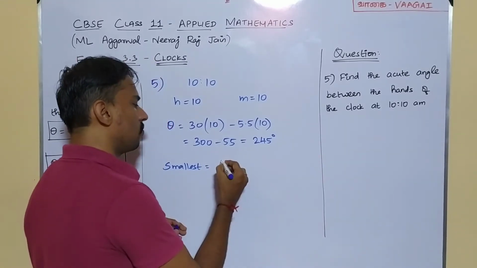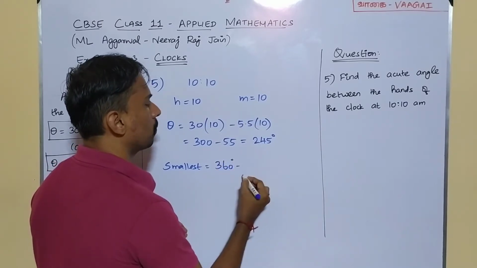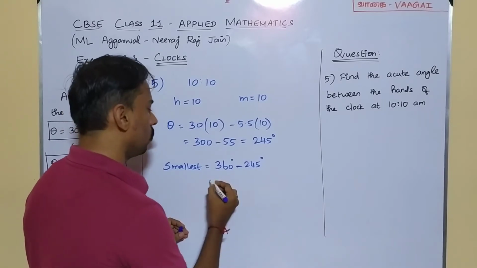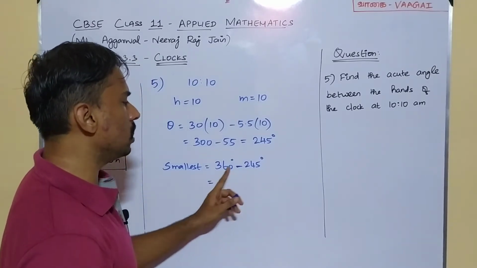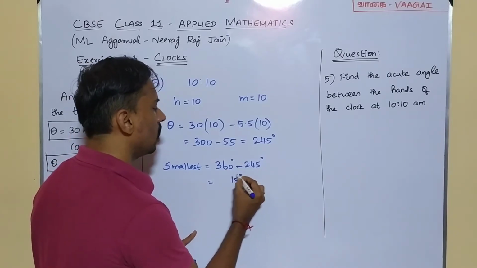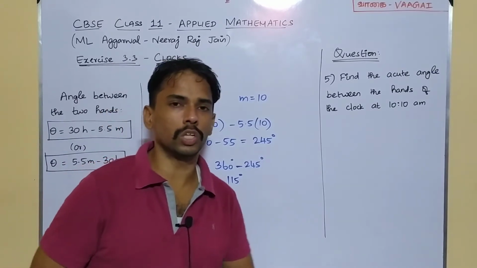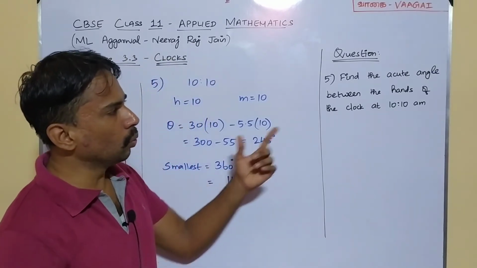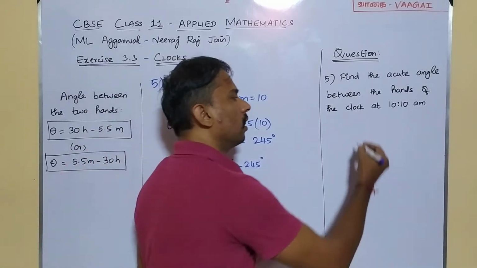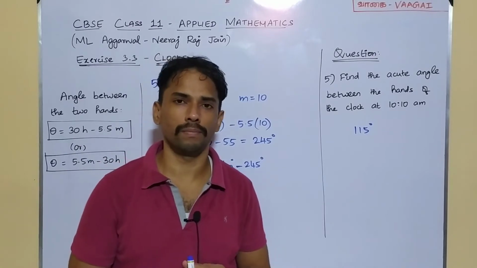So in this case, if we want to find the smallest angle, for the other side, take 360 and subtract 245. This will give you the answer. So 360 minus 245 will give you, first of all, 60 minus 45 is 15, and 300 minus 200 is 100. So 115 degrees. So the smallest angle between the two hands of the clock at 10:10, the answer is going to be 115 degrees. This is the answer for our fifth question.